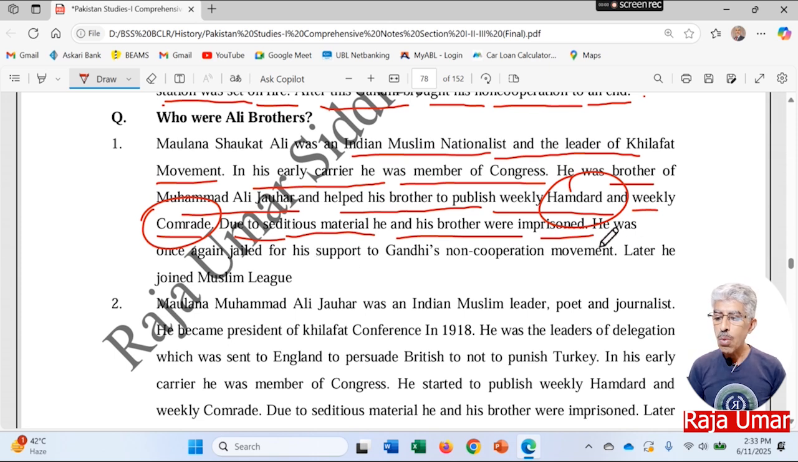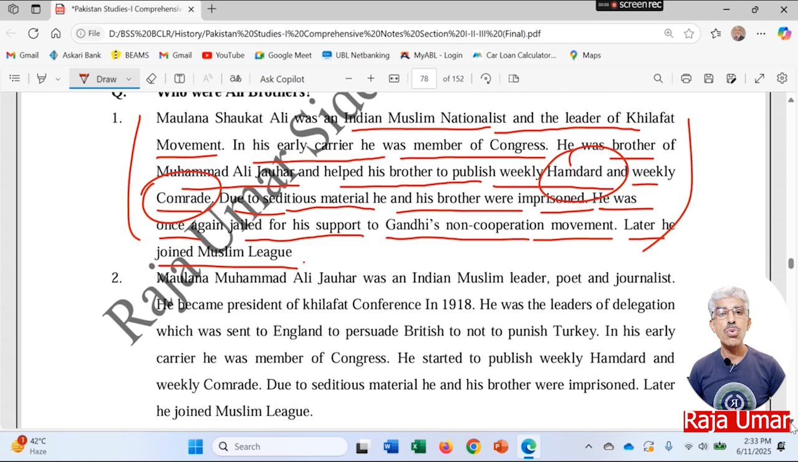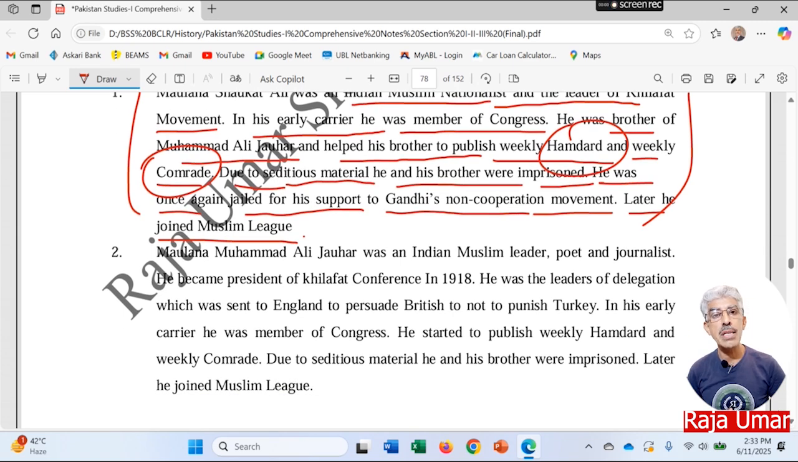He was once again jailed for his support to Gandhi's non-cooperation movement. Later he joined the Muslim League. So this was the role of these two brothers, Maulana Muhammad Ali Johar and Maulana Shaukat Ali. And Maulana Muhammad Ali Johar was the one who visited Britain to convince the British government not to dismantle the Turkish Empire, but he was not listened to and he returned unsuccessful. Maulana Muhammad Ali Johar was an Indian Muslim leader, poet and journalist. He became president of the Khilafat Conference in 1918.